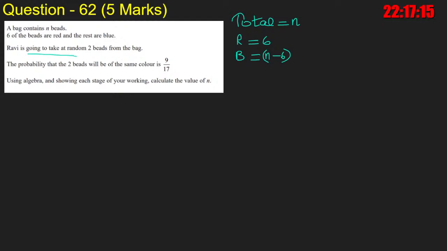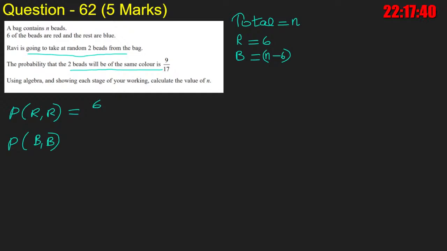Ravi is going to take 2 random beads from the bag. Random 2 beads means one after the other. The 2 beads will be of the same color. Same color means what? Probability of red, red, or probability of blue, blue.